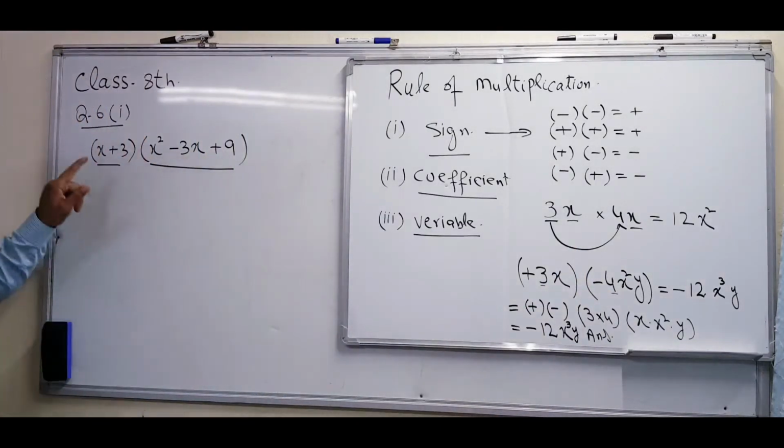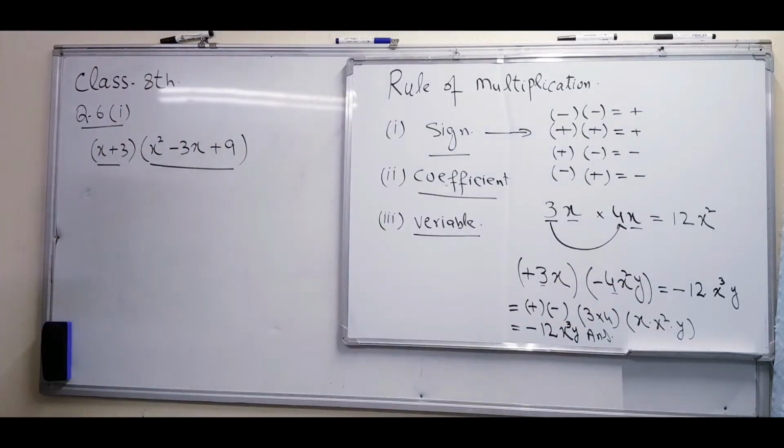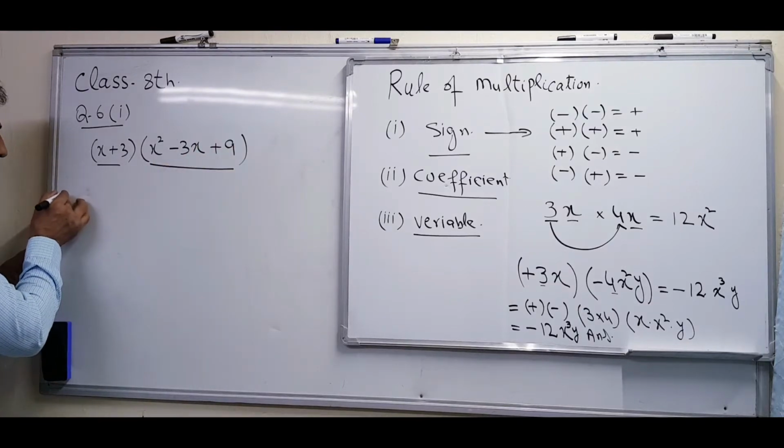But here these are the two terms, and here inside the bracket there are three terms. Here inside the bracket is a single term, and inside the other bracket is also a single term. So how to simplify and how to solve? Same rule we will apply. But first of all, I want to write it in the form of the bracket.